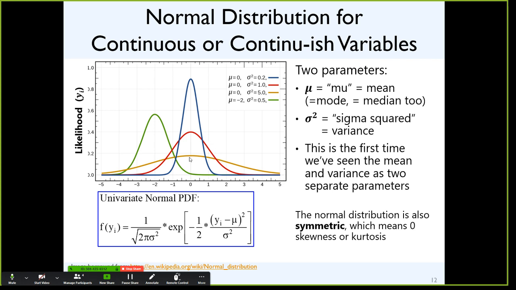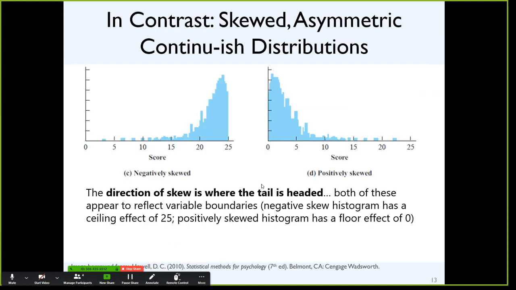If your data follow the normal, there's not supposed to be any skewness. It's supposed to be symmetric. Not supposed to be any kurtosis either as a function of that. The opposite of that, these are distributions that maybe you thought might be normal because it's a score that could go forever, but they're not.